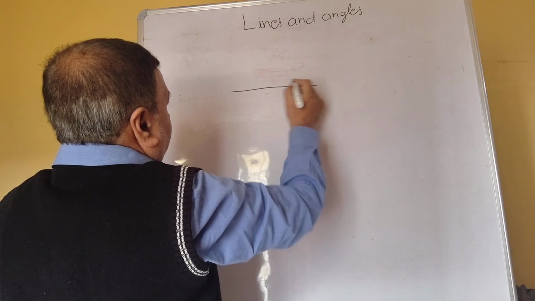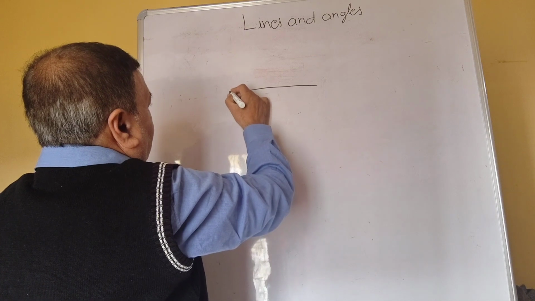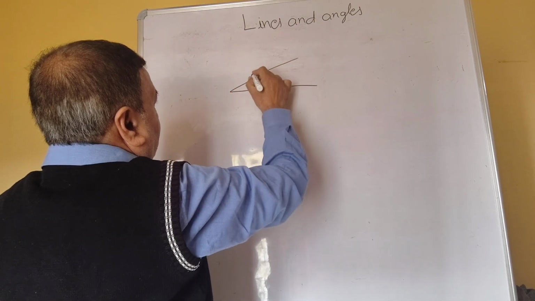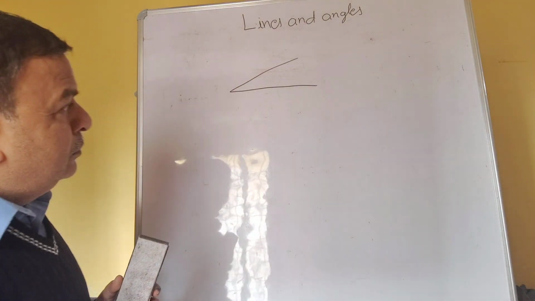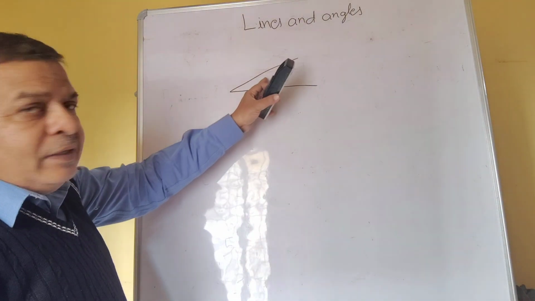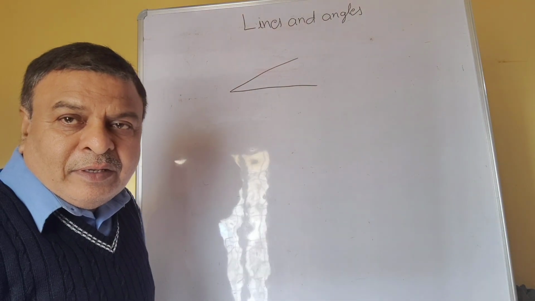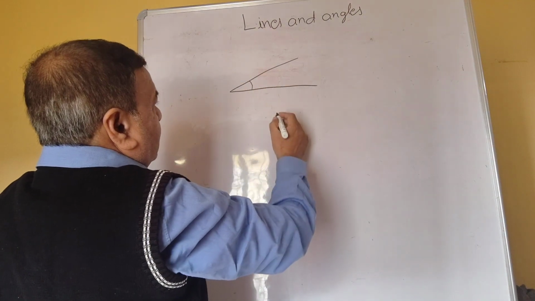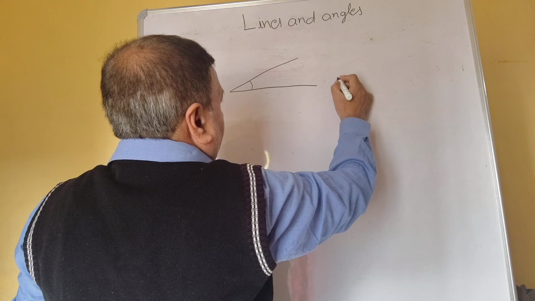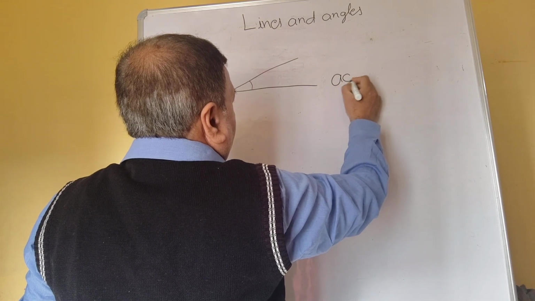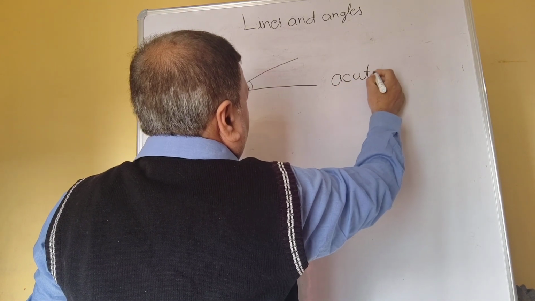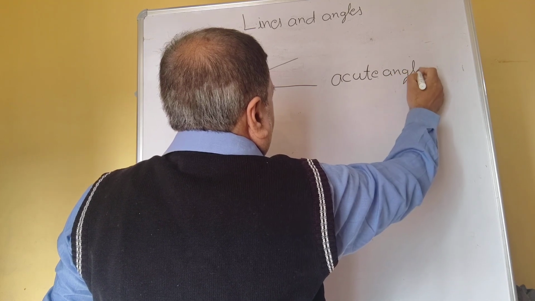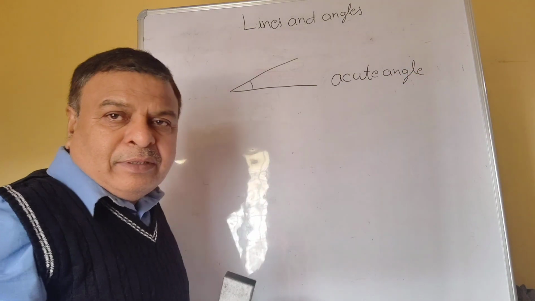This is a straight line, and if we make another straight line on this point, this is called an angle. This angle is less than 90 degree, so it is called an acute angle. Acute angle is less than 90 degree.